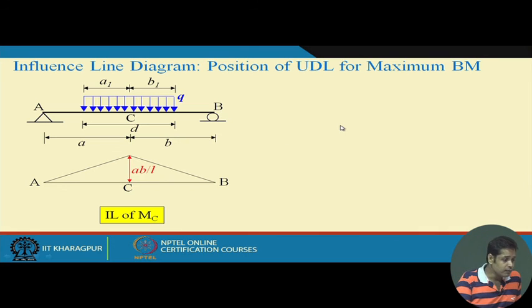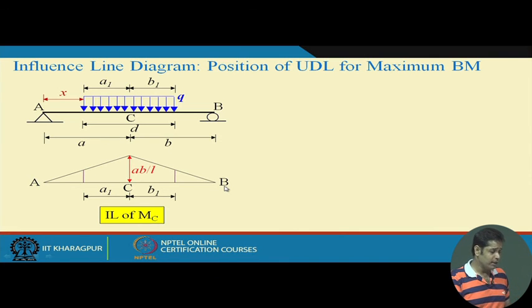Now, suppose the load is placed at a distance x from A. This is the corresponding ordinate on the influence line diagram. And this distance is A1 and this distance is B1.